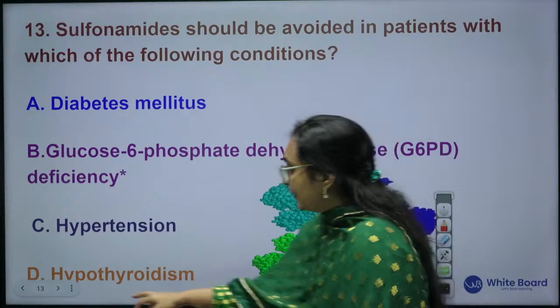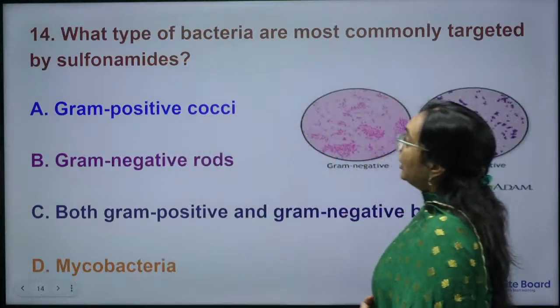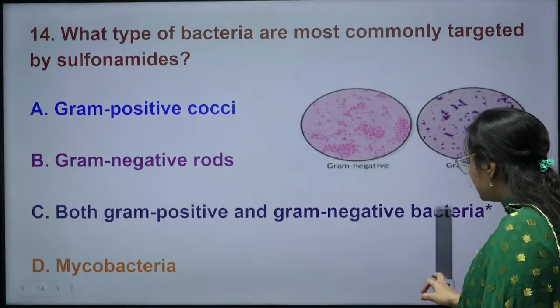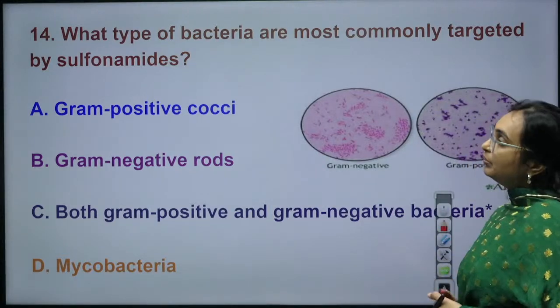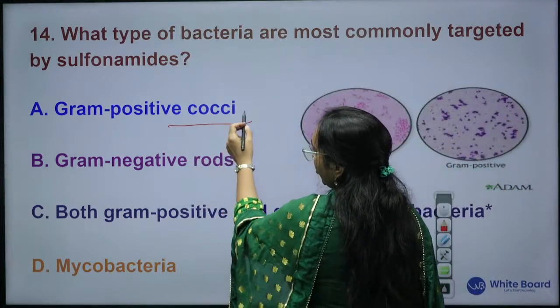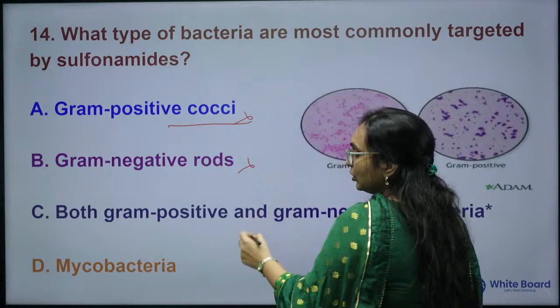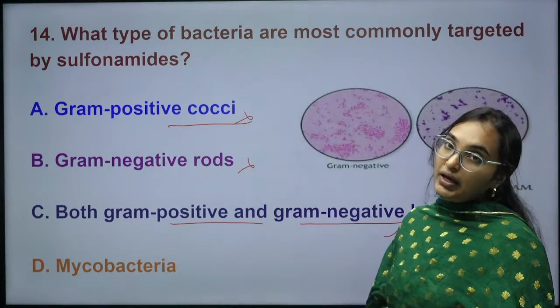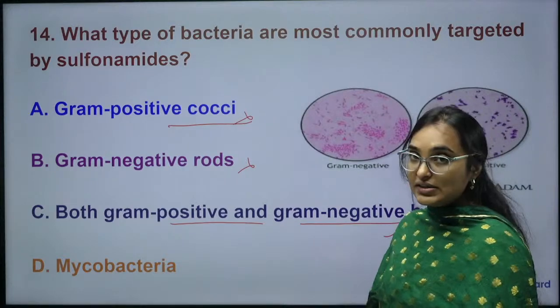Next question. What type of bacteria are most commonly targeted by sulfonamides? Sulfonamides have broad spectrum activity. That's why not only gram positive or only gram negative, both gram positive and gram negative bacteria are targeted by sulfonamides. So the correct answer is C.